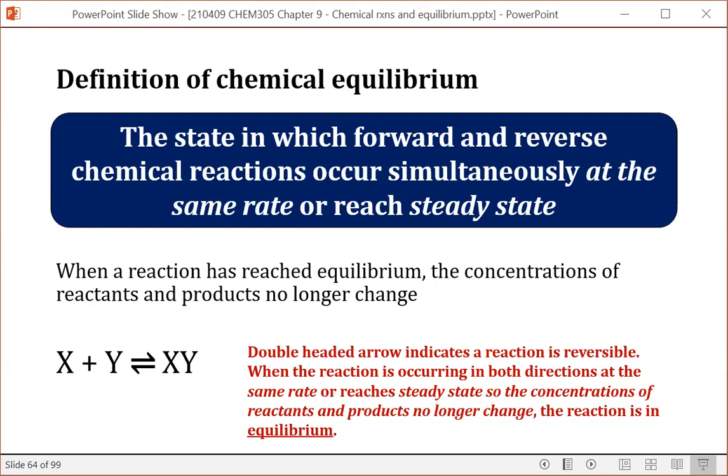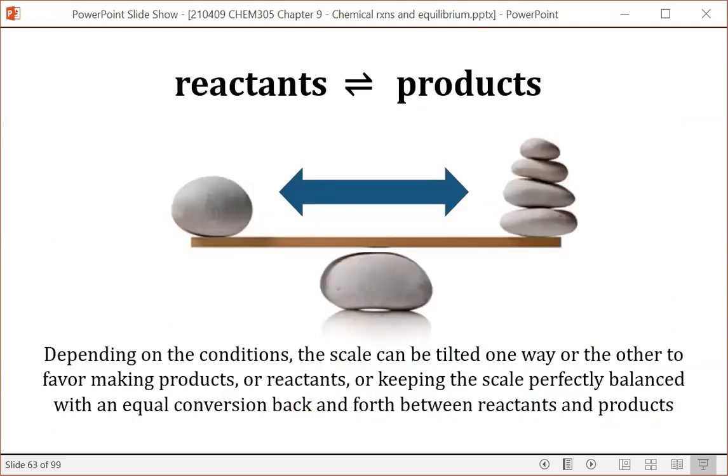And so this is kind of the definition of chemical equilibrium. It's the state in which forward and reverse chemical reactions occur simultaneously at the same rate, or they reach what's called steady state. And so when a reaction has reached what we call equilibrium, the concentrations of the reactants and the products no longer change. If we're thinking about the scales, when a reaction reaches equilibrium, reactants are being converted into products at the same rate as products are being converted back into reactants. So there's no net gain of reactants or products on the scale.